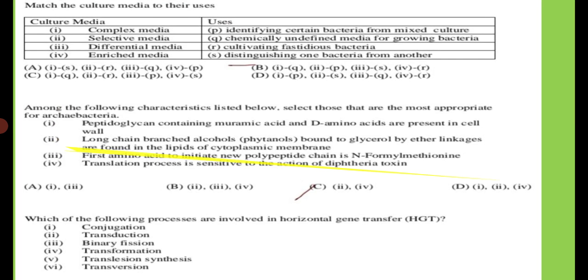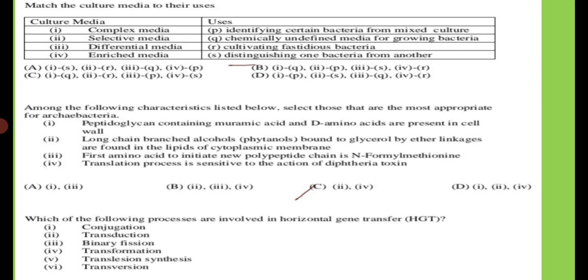Moving to the next question. Match the culture media with their uses. In one column there are the media, and in the right column there are the uses of that media. First, complex media. The complex media are chemically undefined media for the growth of bacteria. For example, nutrient agar and MacConkey agar are complex media, or semi-synthetic media. They are chemically undefined media.